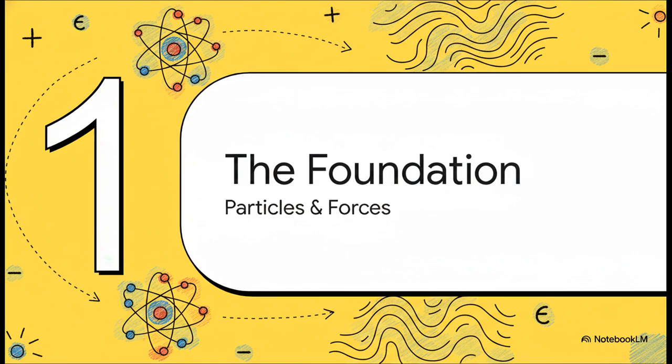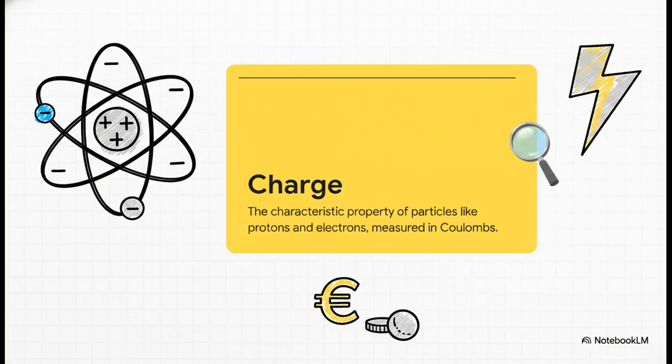Particles and forces. Let's zoom way in and start at the absolute smallest scale imaginable. Okay, so it all really begins with charge. Charge is just a characteristic property of subatomic particles. Protons carry a positive charge, electrons carry negative charge. It's a fundamental property of matter, honestly, very much like mass. In the electrical world, we measure this charge in a unit called coulombs. You can kind of think of charge as the primary currency of electricity, because without it, absolutely nothing happens.